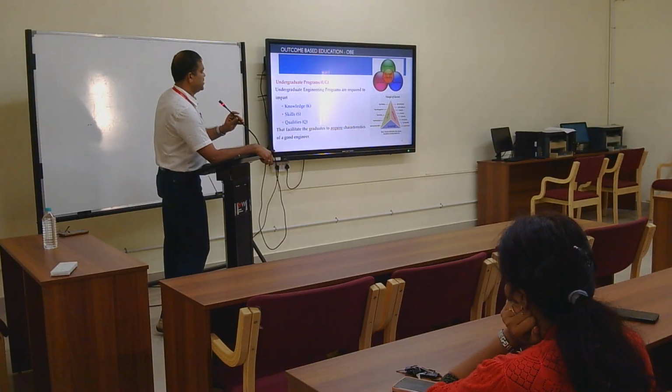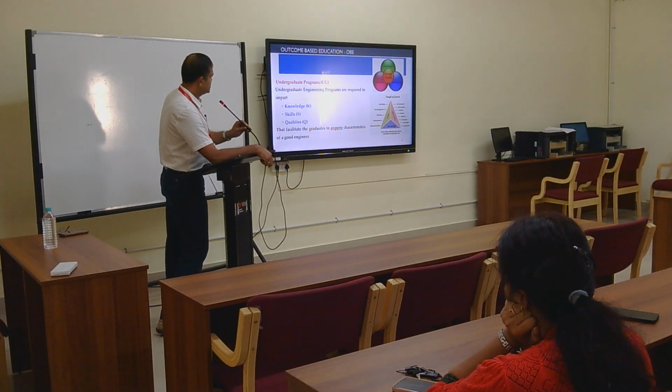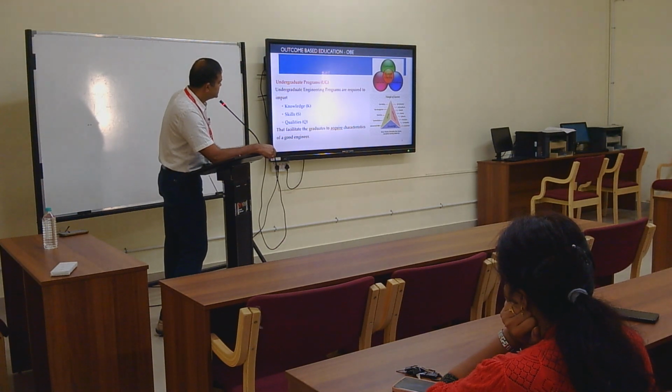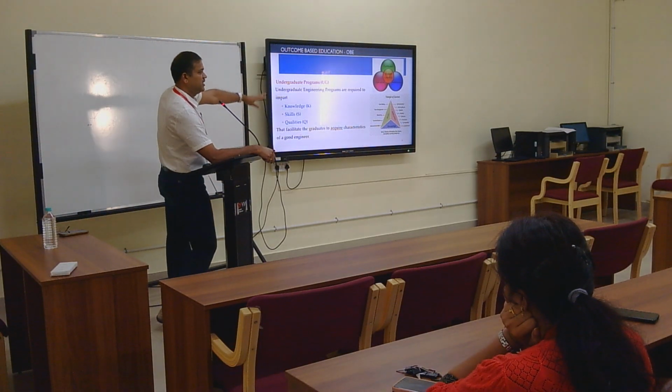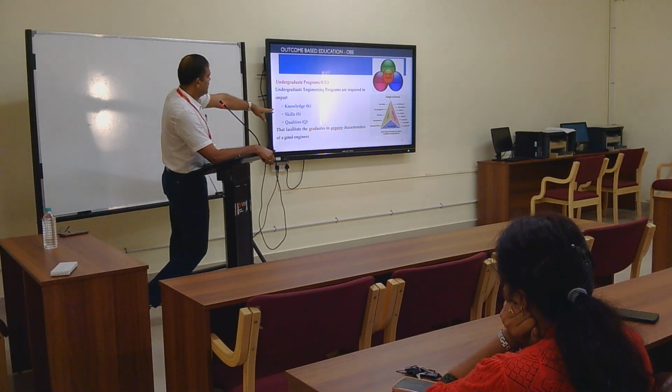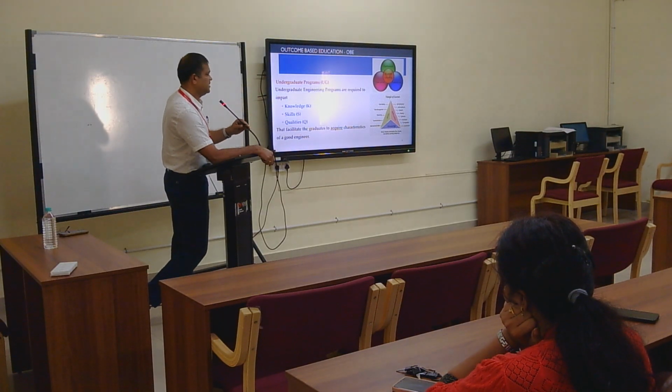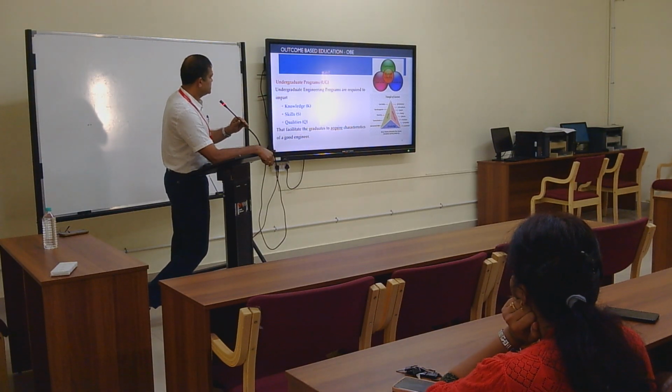So outcome-based education for undergraduate programs has knowledge, skills and qualities. That is the triangle of success. Then goal setting, self-motivation, time management, some of the success attributes of knowledge, skills and attitudes are given. That facilitates the graduates to acquire the characteristics of a good engineer. So these are the aspects of qualities.